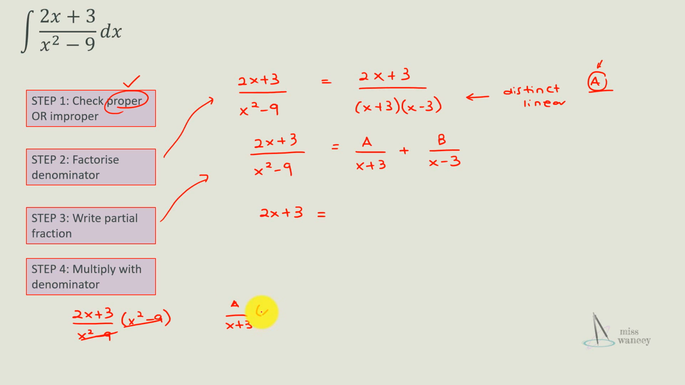so we have A over (x plus 3). x squared minus 9 is (x plus 3)(x minus 3). So cancel out (x plus 3), and I'm going to have A multiplied by (x minus 3), plus B over (x minus 3) multiplied by (x plus 3)(x minus 3). Cancel out, and we're going to have B multiplied by (x plus 3). So that is already the fourth step.